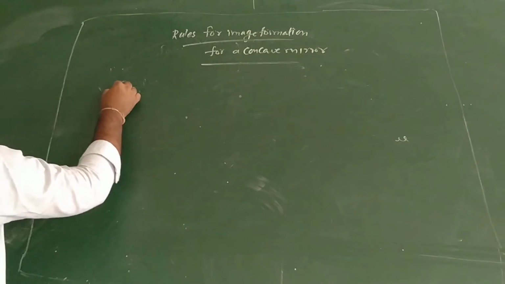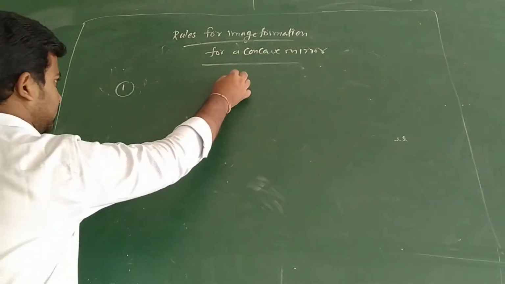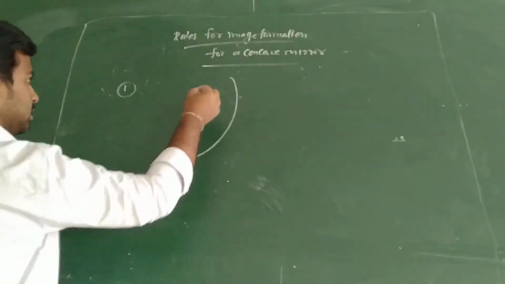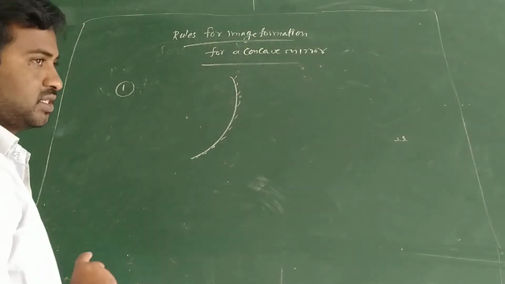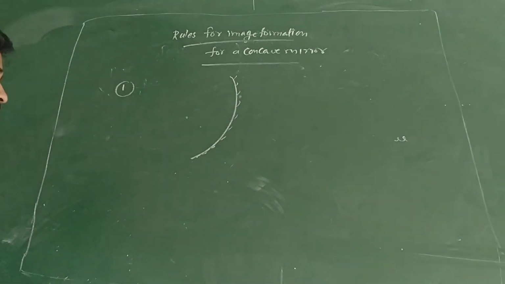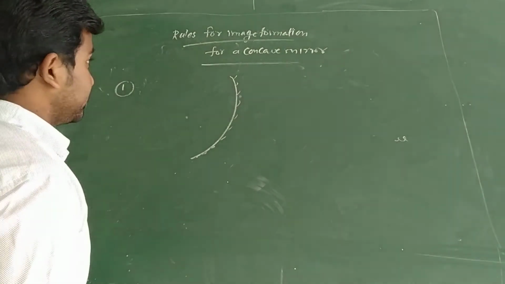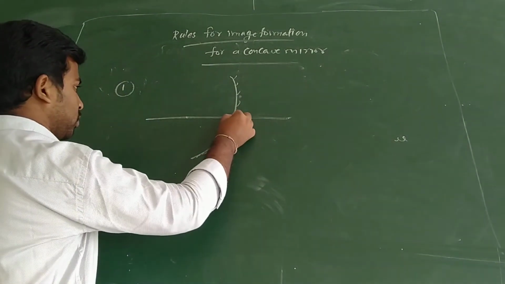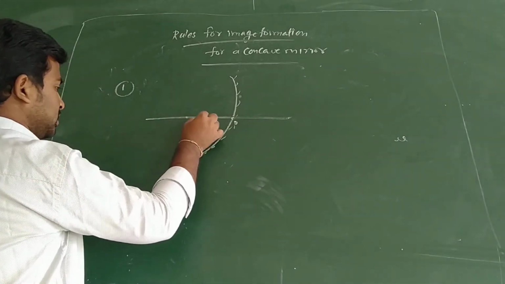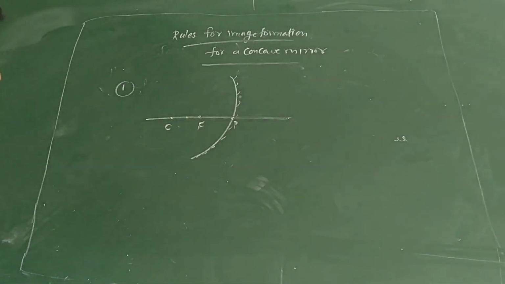So first, I am taking a concave mirror. Even though it is a foundation, the basic concepts are required. I already discussed these concepts in CBSE itself, but again it will be helpful for you for revision of CBSE. Even the PT2 syllabus has the light chapter also. So this is the pole, this is the focus, and this is the center of curvature.